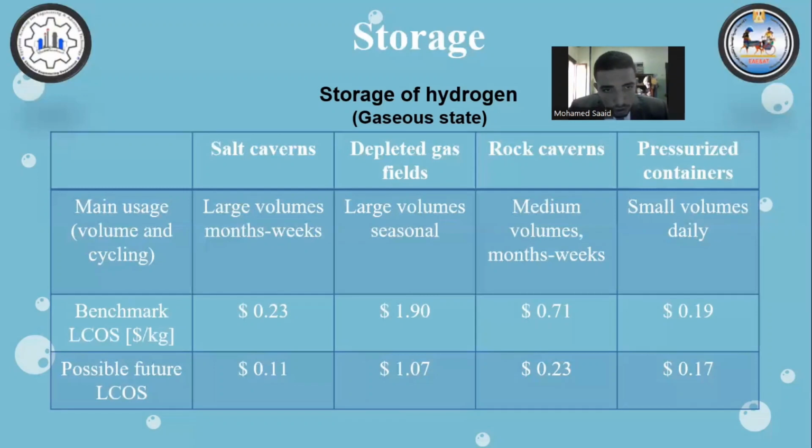And the possible future price will be $0.1 for salt caverns. For depleted gas, it will be $1.07 per kilogram. For rock caverns, it will be $0.23 per kilogram. For pressurized containers, it will be $0.7 per kilogram.